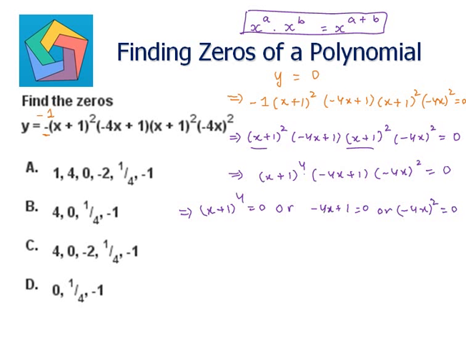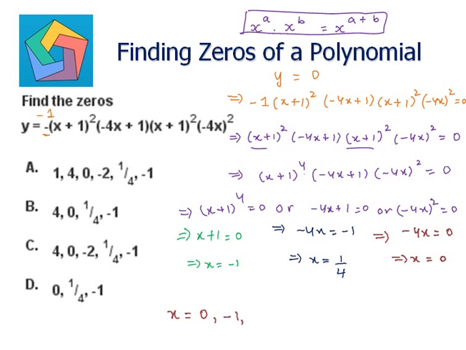(x plus 1) raised to the power 4 equals 0 means x plus 1 is 0, or we can say x is equal to negative 1. Negative 4x plus 1 equals 0 means negative 4x is equal to minus 1, or x is equal to 1 by 4, dividing by negative 4 both sides. Negative 4x square is equal to 0 implies negative 4x equals 0, implies x is equal to 0, dividing by negative 4 both sides. So we can say x is equal to 0, negative 1, 1 by 4, which is the answer I see in the D part.